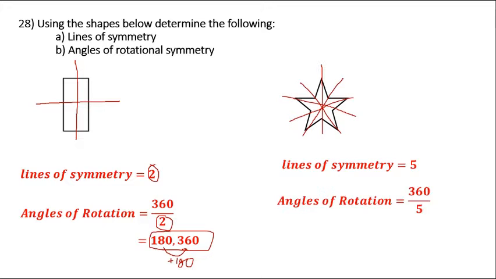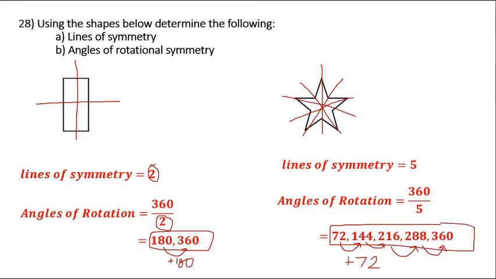So I just take 360 divided by 5. So that gives me 72. So what I do here, I just keep adding 72 until I get to 360. So these are my angles of rotational symmetry.